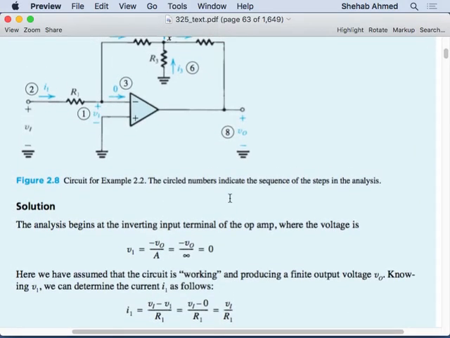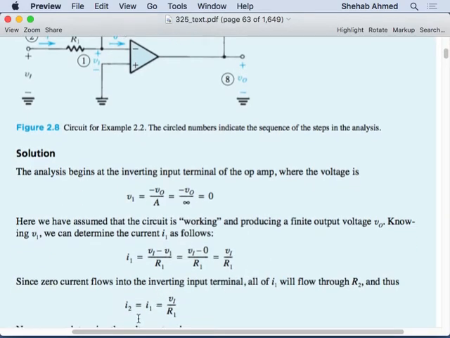So the next step was we calculated the input current I1. We said that this is going to be equal to VI divided by R1. Okay with that? Since the voltage here is 0, it's VI minus 0 over R1, VI minus V1 over R1. So that's VI over R1.